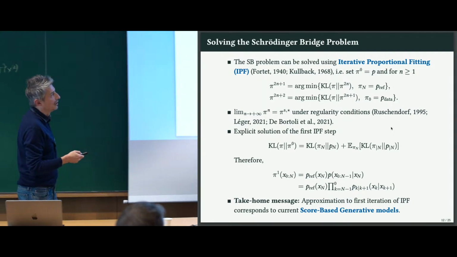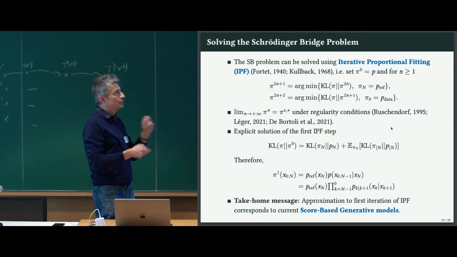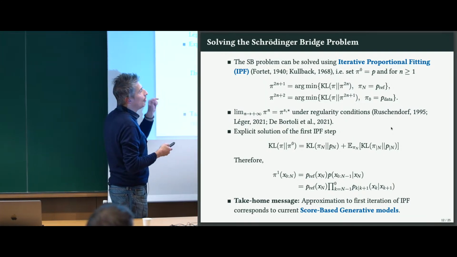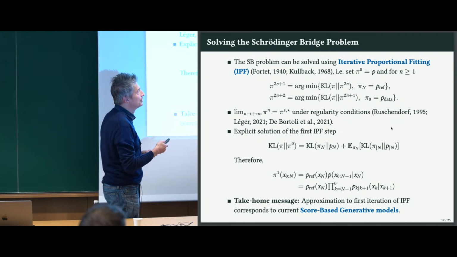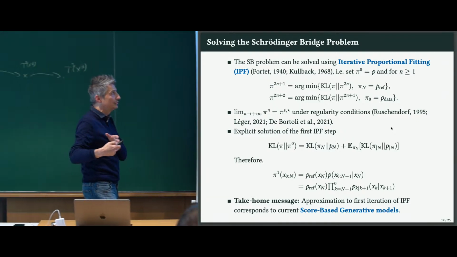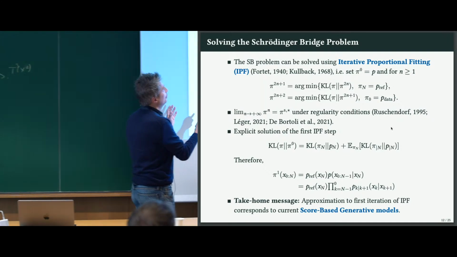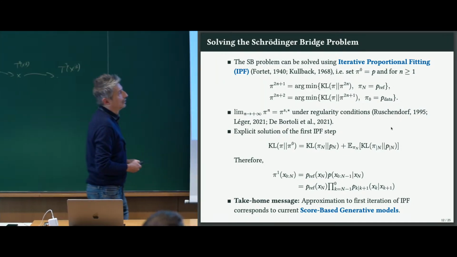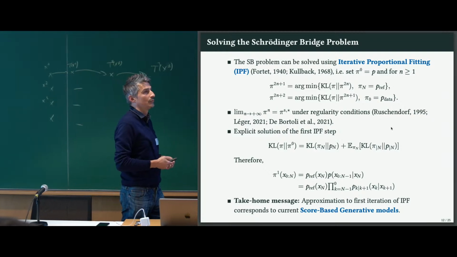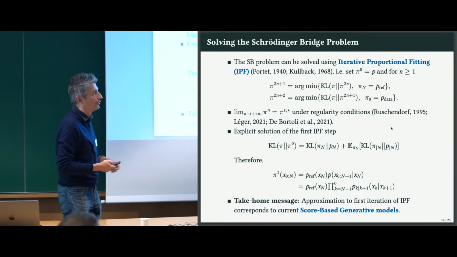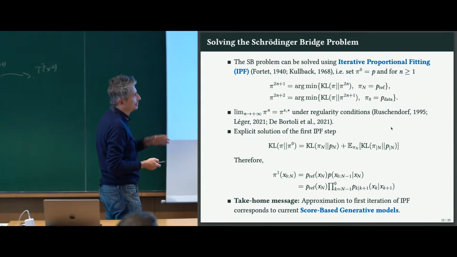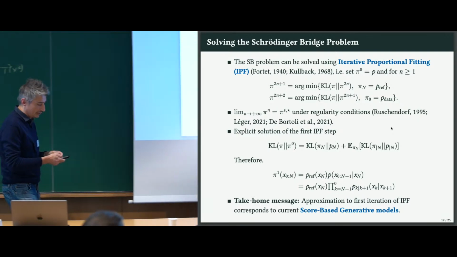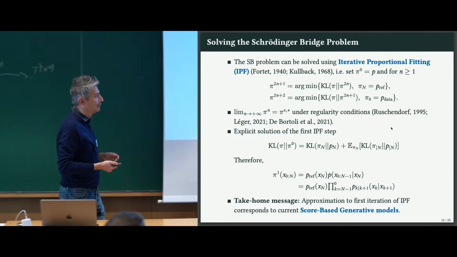So what does it do? It's an iterative algorithm where you only enforce one of the distributional constraints at each iteration. At odd iterations, you enforce that the marginal at time n corresponds to this Gaussian distribution. At even iterations, you enforce that the marginal distribution at time 0 corresponds to the distribution of the data. And you know that it converges under fairly weak regularity conditions to the solution of the Schrödinger bridge. There's a long history, with many results on this topic.